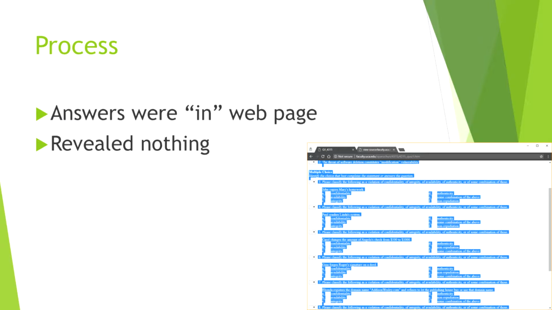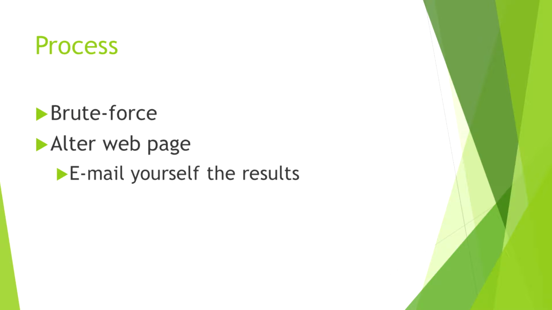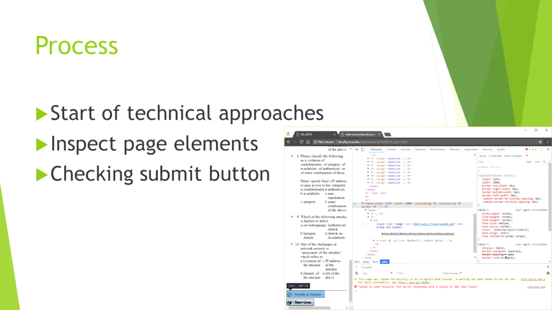We were told that the answers were in the web page, so just entertaining my very first thought, I highlighted all of the text on the page to see if there are any hidden letters or characters, but this revealed nothing, as I expected. Several possible ways to score highly on the quiz were discussed in class, but most were simple, brute force, and notified the instructor that someone was attempting to cheat. Thus begins the start of the technical approaches that I followed.